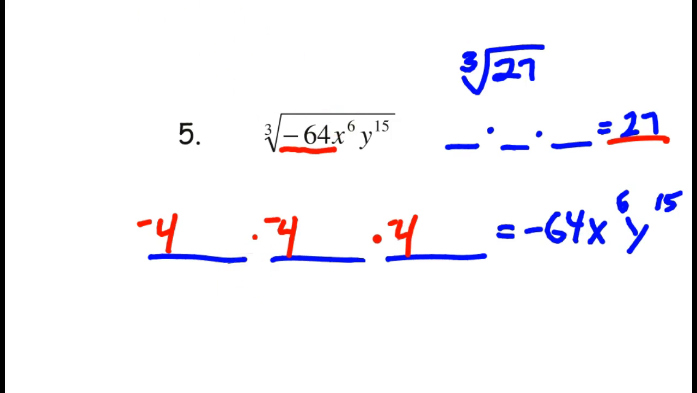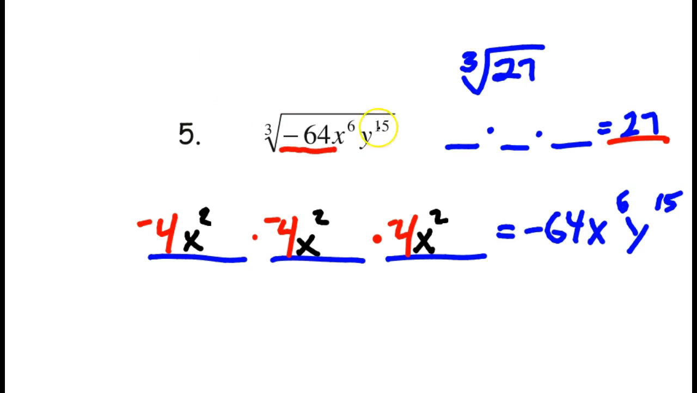What times itself 3 times is x to the 6th, right? So if you do x to the 1 only, you'll get 3 total, right? 1 plus 1 plus 1 is 3. So that can't be it. And then you try, well, 2. 2 plus 2 plus 2, well, that's 6. So there you go. That's it.